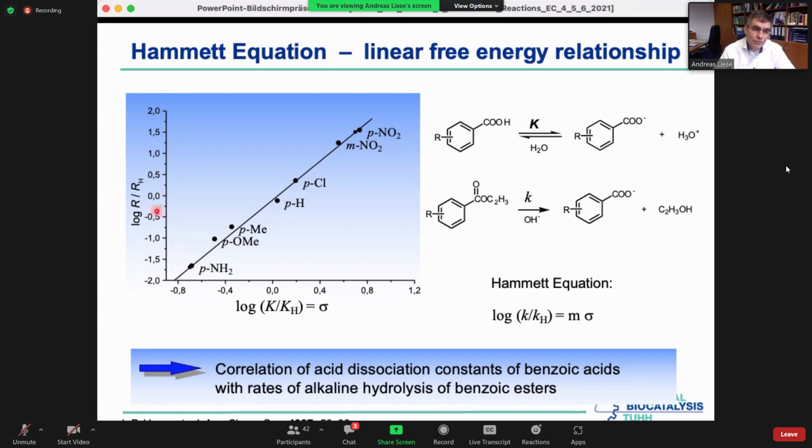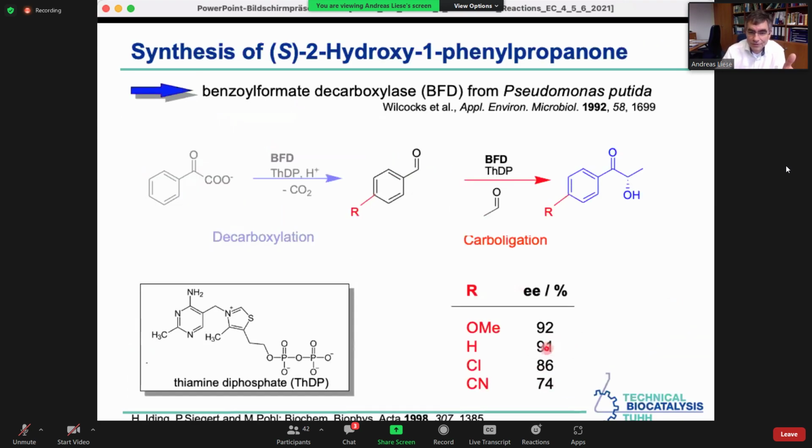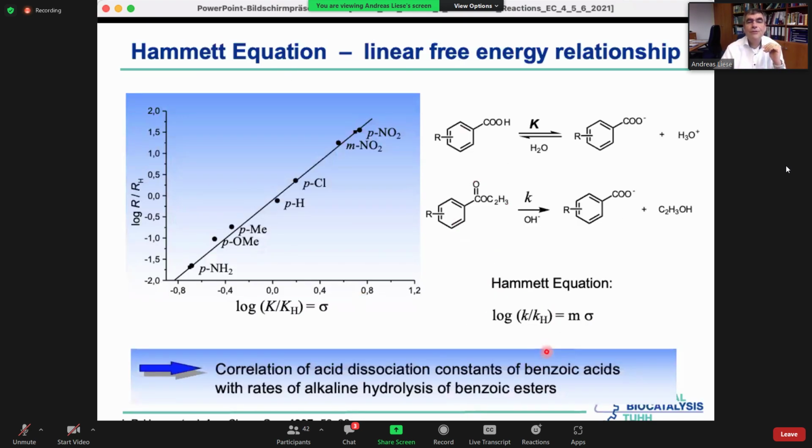So this is what we see in this plot, not considering the curve, we're coming to this in a moment. Here is plotted the logarithmic ratio of the formation reaction rate, always comparing R with hydrogen, so the unsubstituted case, to any substituent we see listed here. Okay, so always the ratio of unsubstituted to any kind of residue.